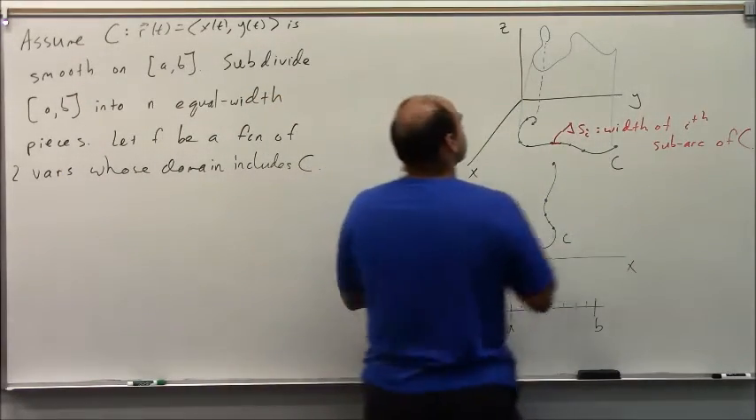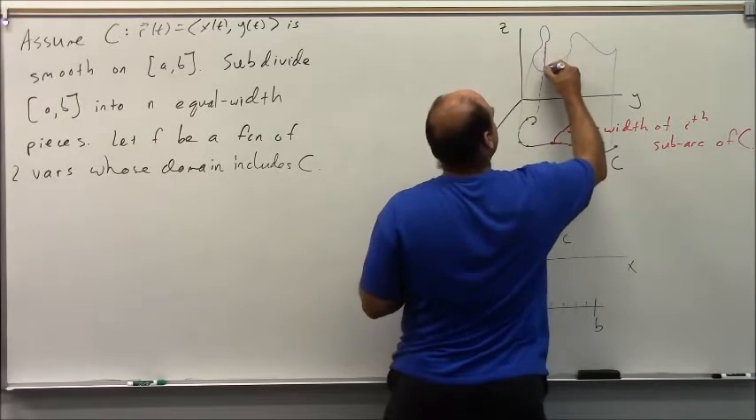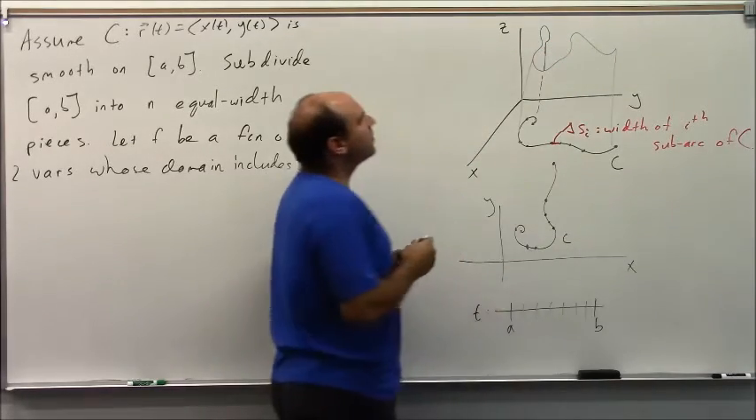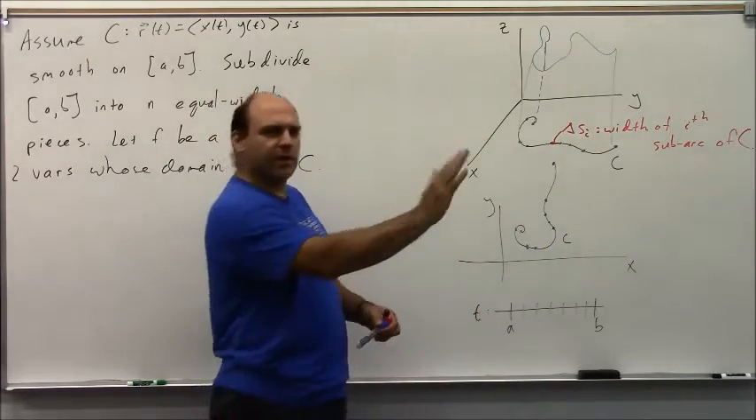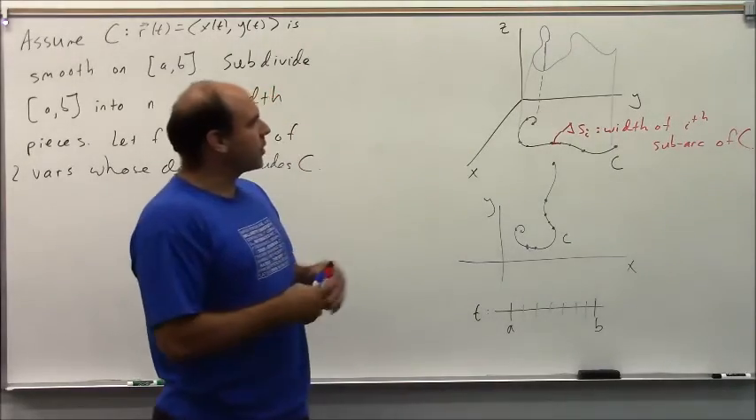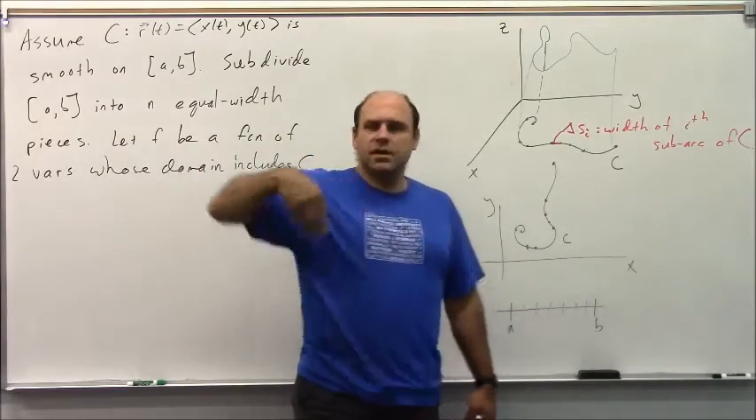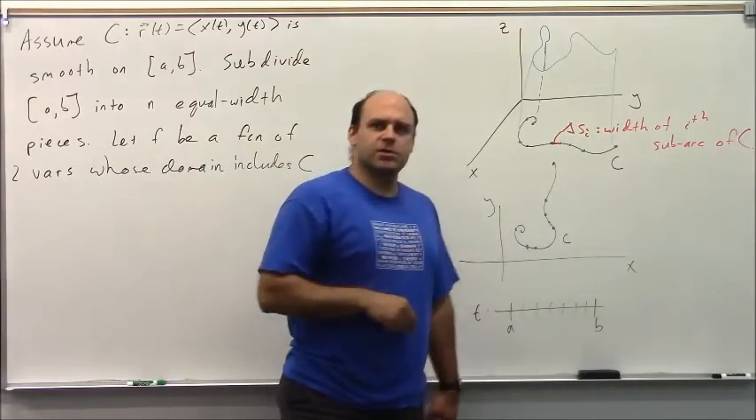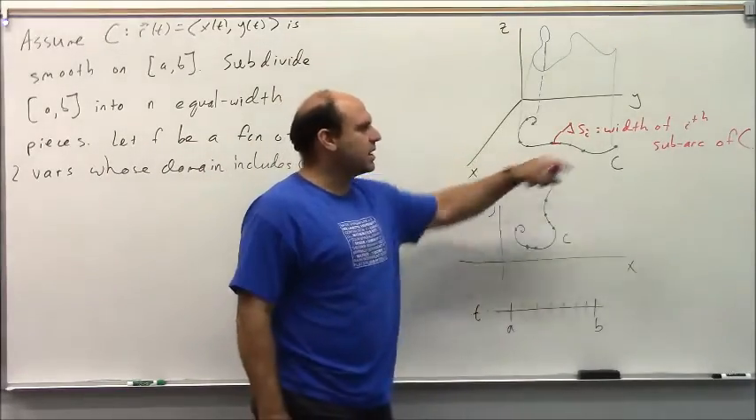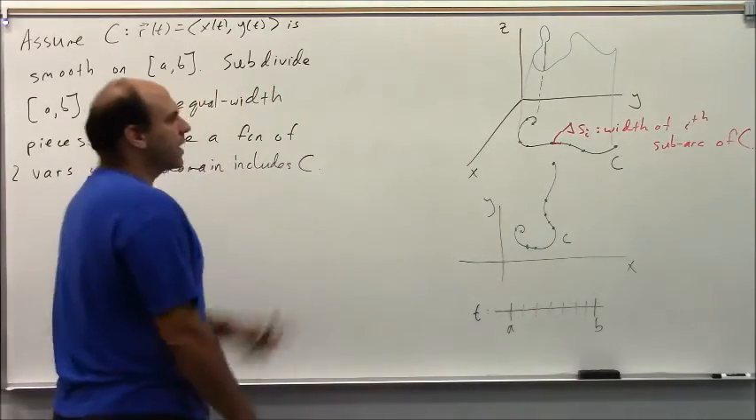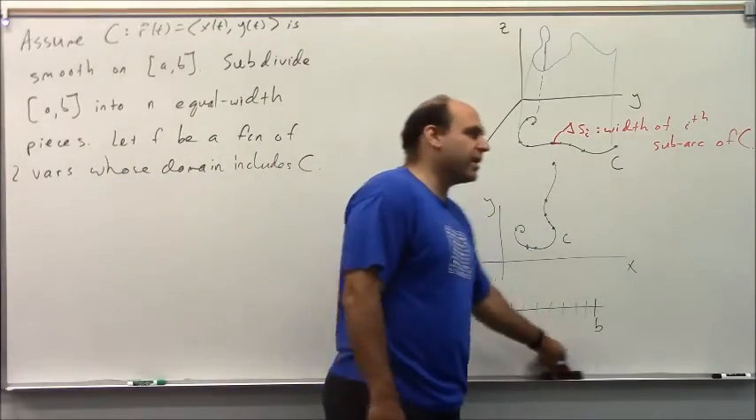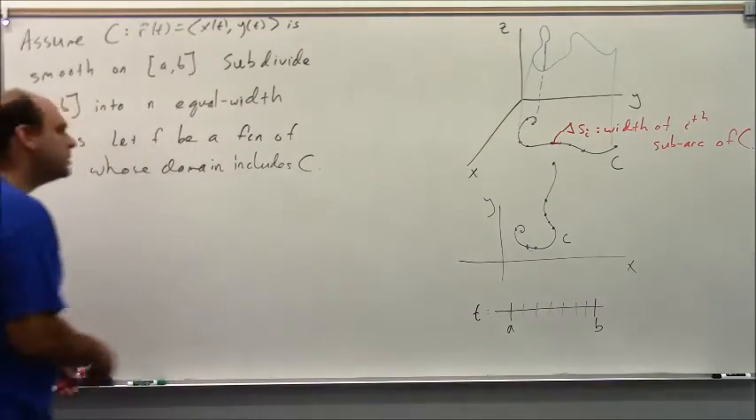Can you see that kind of shower curtain? It's making this vertical curtain, but it's curvy. The top of the shower curtain can go up and down. The sides, though, are vertical. They just wind around so that they always lie above the curve C here. I'd like to find the area of that curtain. Okay, so that's our goal.